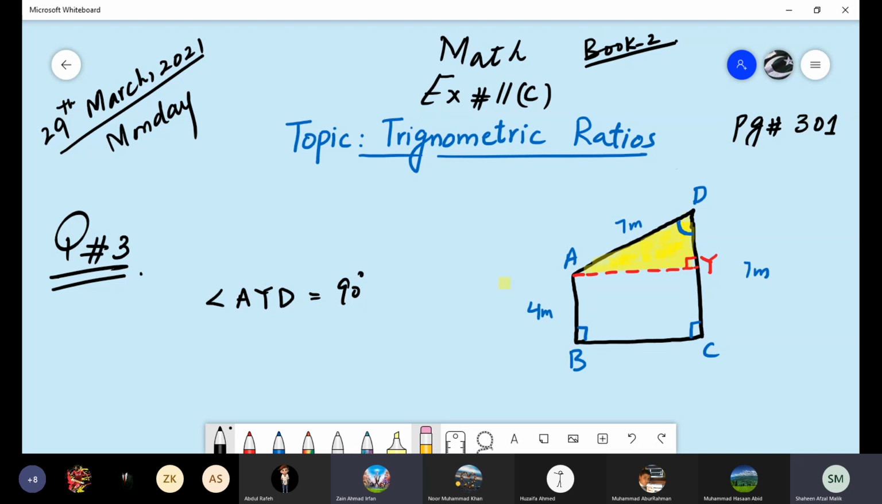Now, ma'am, what you have to do, this whole length was given to you, that was 7 meter. Can you see the length of this side, and this side is how much? 4 meter, ma'am. 7 minus 4. So how you will find out the length of DY? 7 minus 4. So what is that? 3 meter. Very good, well done. So it means that this is 3 meter.